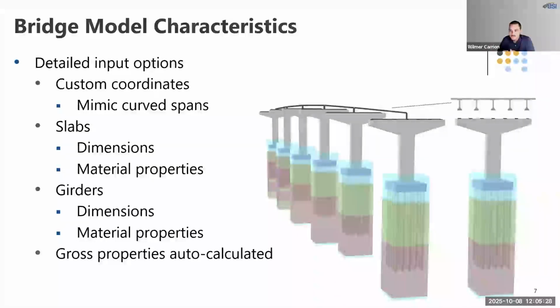And then during analysis, FB-MultiPier takes the detailed superstructure description and calculates an equivalent spine model. So again, just want to reiterate, in both cases, a spine model is ultimately what is used during the analysis. And also, by default, FB-MultiPier uses a straight connector between piers, but you can customize the nodal coordinates along the spans, which gives you more control if you wanted to model something like curved spans, for example.